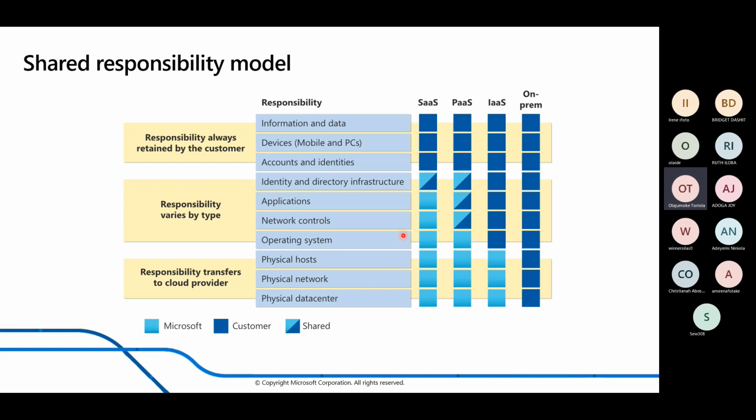Now, let me start from your on-premise. If you look at the legend I've put here, the deep blue stands for you as the customer. The light blue stands for the cloud vendor, like Microsoft, because Microsoft is what we're talking about here. And then this half colored means it is both you and Microsoft that are sharing it.